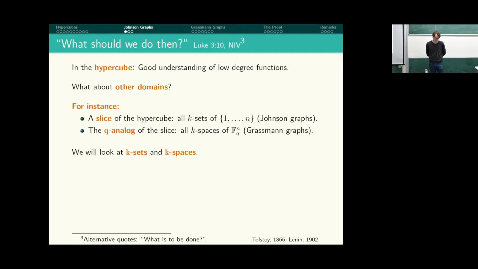Now, this is all I want to say about the hypercube. I want to move on to different settings. So in the hypercube, we have a lot of results, and we understand it well. One thing one can investigate is what some people call the slice of the hypercube, or I would say you have the k element subsets of an n-element set. So you take everything of constant weight.